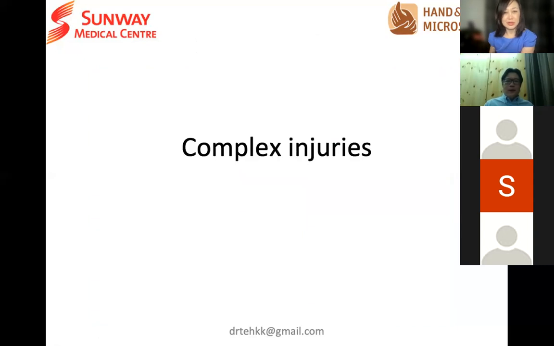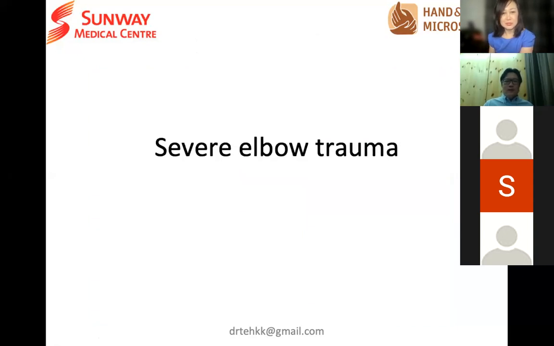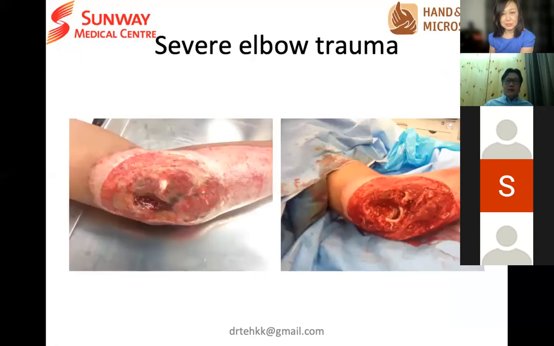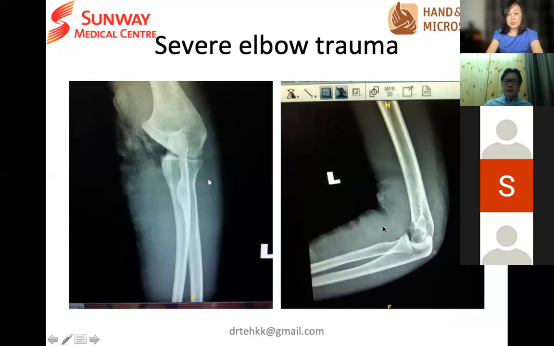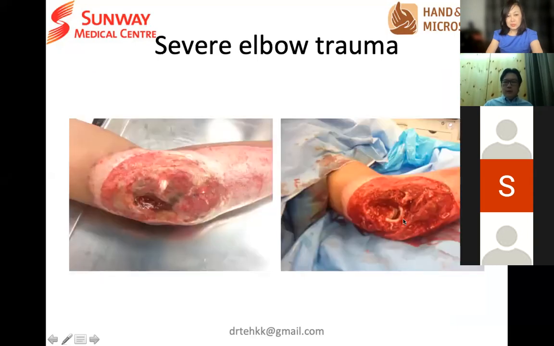Okay, great. Other complex injuries, more complex injuries. All right. So this is a severe elbow trauma. This guy fell off his motorbike. This is a road rash. This is the elbow. This is the arm. There's the forearm, and this is the elbow area. If you can see, all this skin is gone. Not only is the skin gone, after debridement, you can see that's the joint.